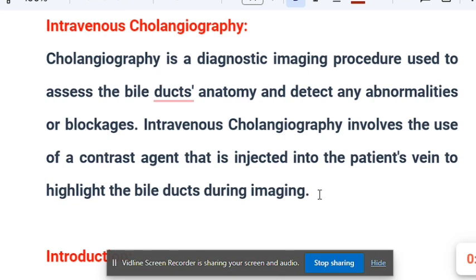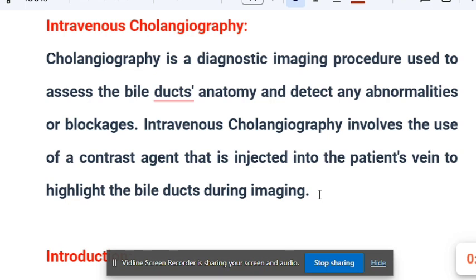Hello everyone. Today I am going to explain about intravenous cholangiography. The term cholangiography refers to the radiographic examination of the gallbladder. So today we will discuss intravenous cholangiography, its full procedure, indication, contraindication, as well as patient care.